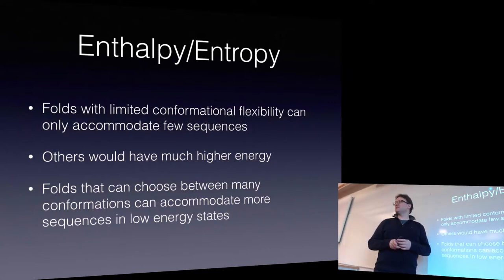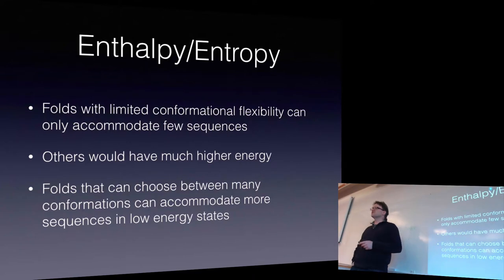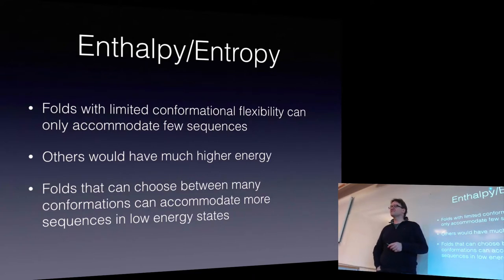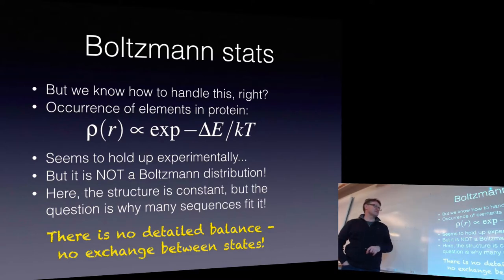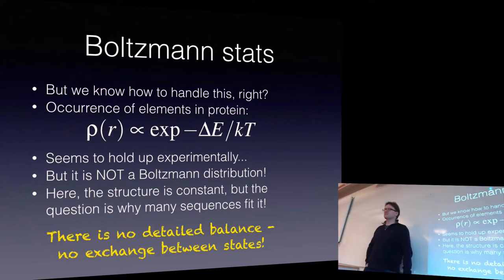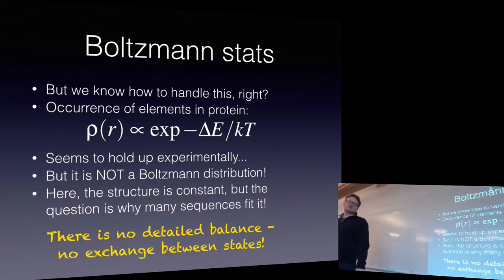And here you should be happy, because you've seen this before, right? How do you determine how likely things are depending on whether you see differences in energy or entropy? The probability of seeing something is proportional to the exponential of minus delta E or delta F, depending on whether you're looking at energy or free energy, over kT. The only problem is that it's completely wrong here. Astronomically wrong.